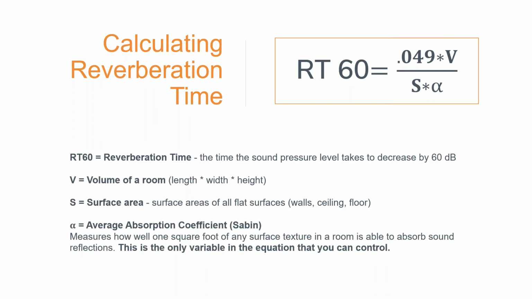Anyway, the way you figure it out, you need to know the volume of the space, which is the length, width, and height of the room. Then you need the surface area. When we talk about surface area, we talk about the flat surfaces, which is all of your walls, ceiling, and floor. As we talked about, sound waves love flat surfaces. They bounce off of them. Those are your troublemakers.